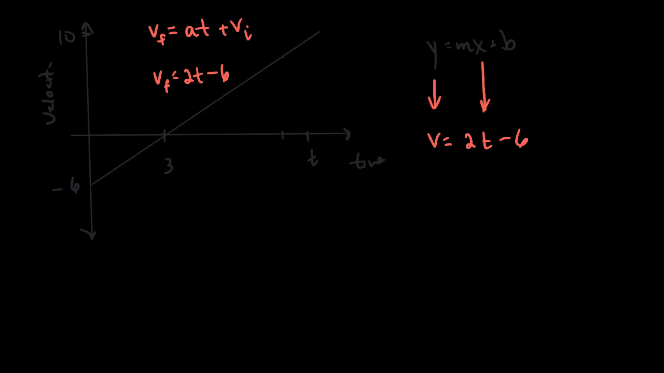Now that being said, what time does the object make it to 10 meters per second? I want to know what this time is right here, because that's when the object's at 10 meters per second. So to answer that question, I plug in 10 meters per second for v and find out what t will tell me that. And I'm pretty sure we're looking at 8 seconds.